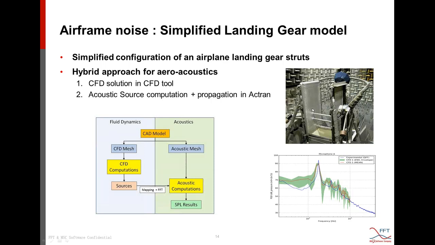So here is a simple validation of a simplified landing gear model. It's basically a double cylinder problem. And we can see that using this hybrid technique, we obtain a very good match between the Actran result and the experiment result.